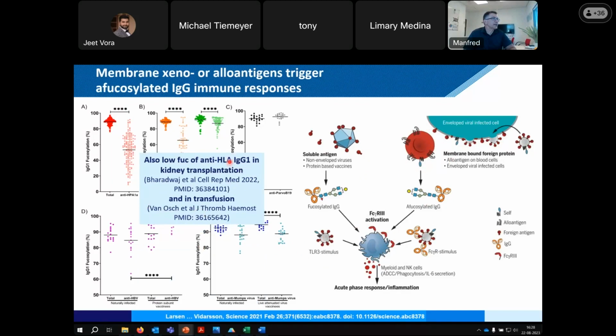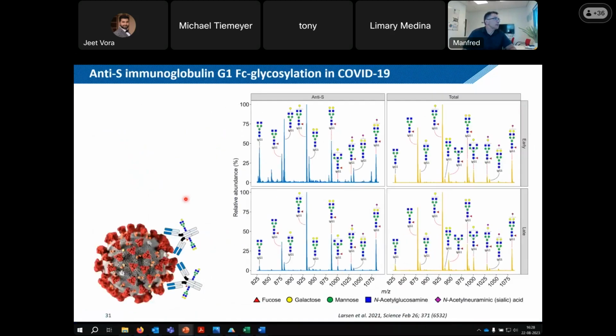And just two recent findings: we also found that in transplantation and in transfusion, we can have these low fucose signatures, and those can lead to immune activation and, for example, kidney damage. That is a recent collaborative paper we published. But I'll now focus, for these low fucose responses, on COVID-19.